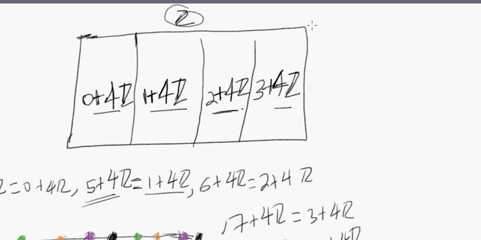So we've now seen an example of where this partitioning actually makes sense, of where we get a group and we break it up into cosets, right? And this is pretty interesting.